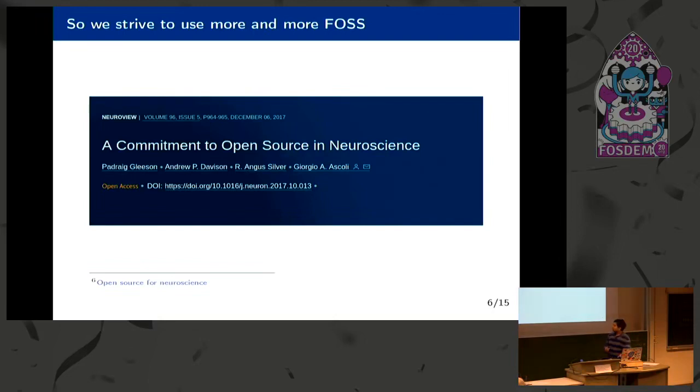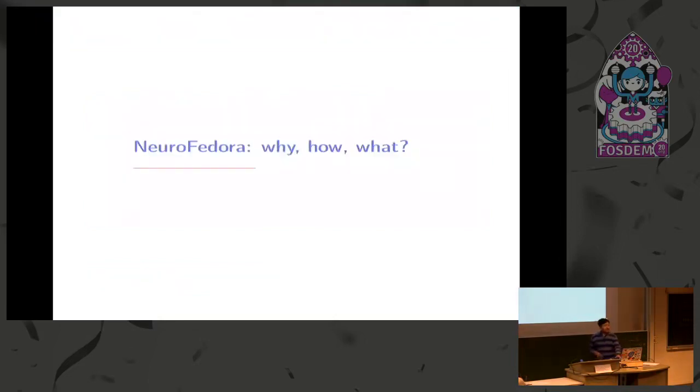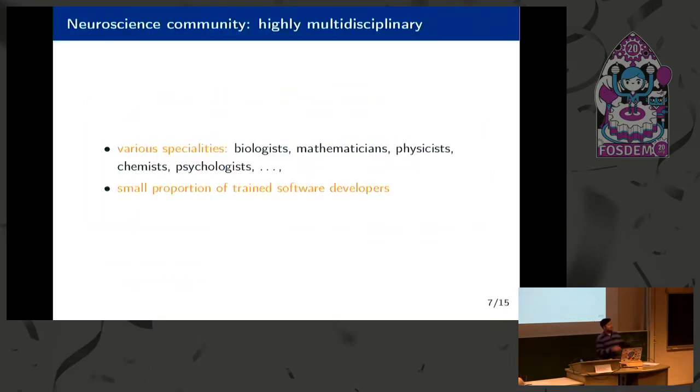So NeuroFedora, why? The scientific community is full of people from different domains. Not everyone over here is a software developer, right? Most people are biologists or data analysts. Not everyone has the required experience. Only a small proportion of the scientists, or the actual people working on research, are trained software developers.